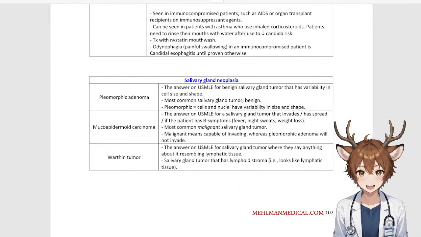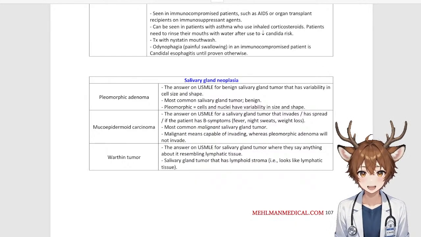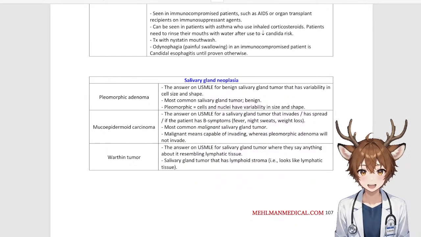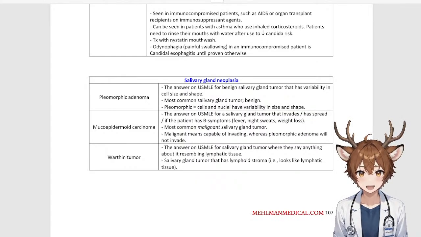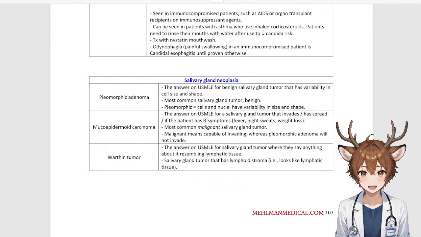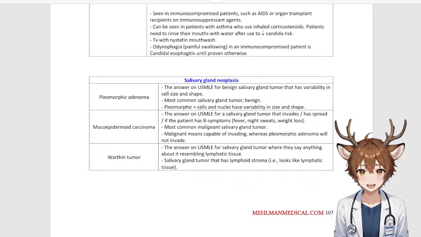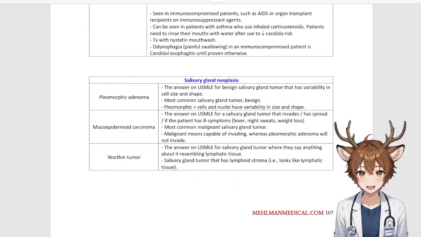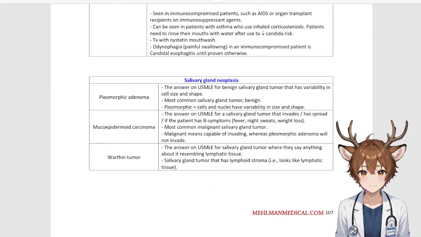Salivary gland neoplasia. Pleomorphic adenoma. The answer on USMLE for benign salivary gland tumor that has variability in cell size and shape. Most common salivary gland tumor, benign. Pleomorphic, cells and nuclei have variability in size and shape.